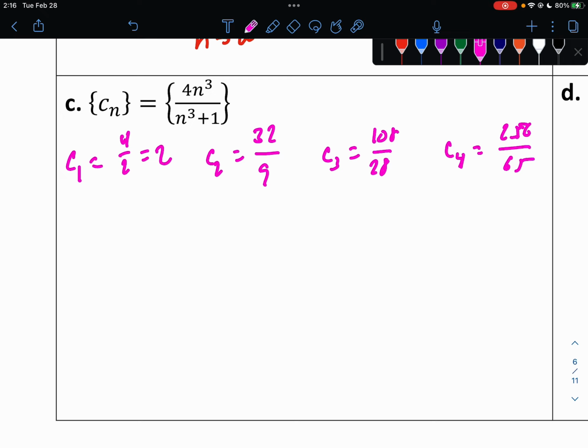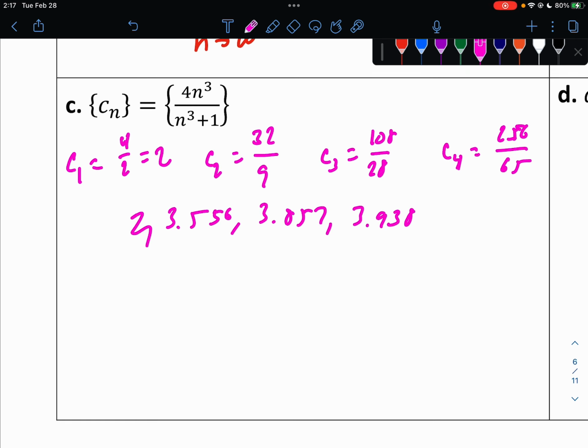All right, looking at this, I don't know if this converges or diverges or not. So let's see, we got 2, and then 32 over 9 would be 3.556. 108 over 28 would be 3.857. 256 over 65 would be 3.938. Now we're getting a pretty good picture. Looks like this is getting closer and closer and closer to 4. So my guess is going to be this converges to 4 because it looks like the limit as n approaches infinity of c sub n is going to be 4.